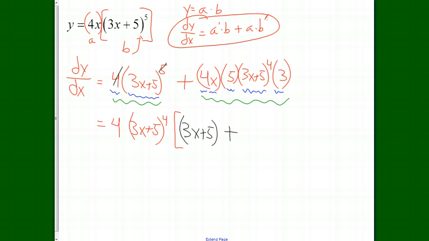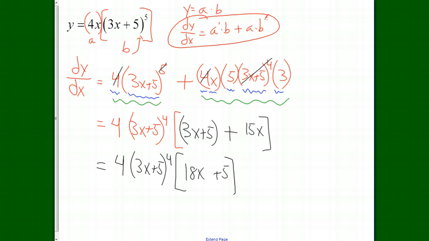Then we got plus. In this second term, we factored out the 4. We factored out all 4 of those 3x plus 5 factors. So what's left over? We got this x times 5 times 3. So that is 15x. Okay. From here, we got 4, 3x plus 5 to the 4th. Inside of this bracket, of the things that were left over after factoring, we got some like terms. 3x plus 15x is 18x, plus 5.